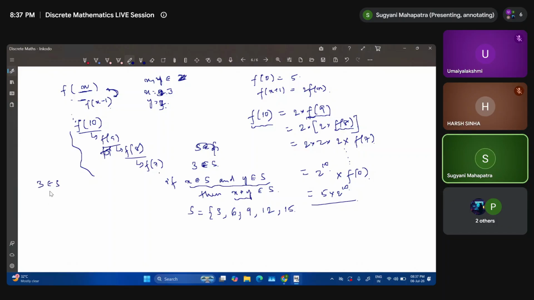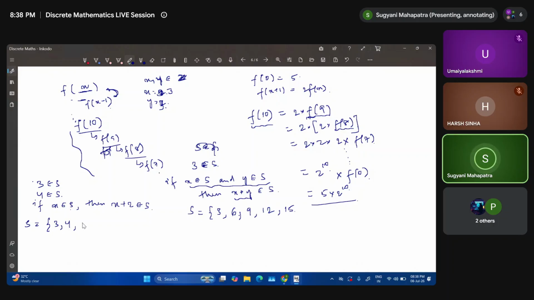3 is in S, 4 is in S. If x is in S, then x plus 2 is in S. Can you tell me what will be the set? You have 3, you have 4. We already know that. Now, if x is in S, then x plus 2 will also be in S.